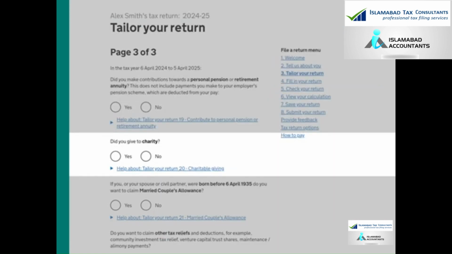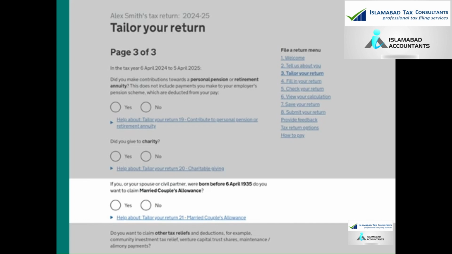If you made a gift aid donation to charity or a community amateur sports club, or a gift of qualifying shares, securities, land or buildings to a charity, you should answer yes to this question. If you pay tax above the basic rate of 20%, you may be due further tax relief on these payments or gifts. However, you should still tell us about these, even if you don't pay tax above the basic rate, as it can affect other things in your tax calculation. For example, your adjusted net income.